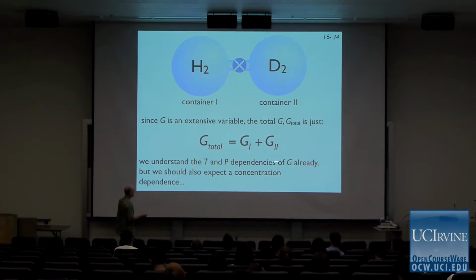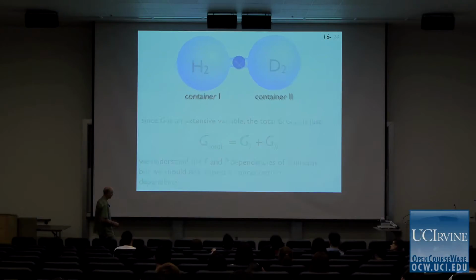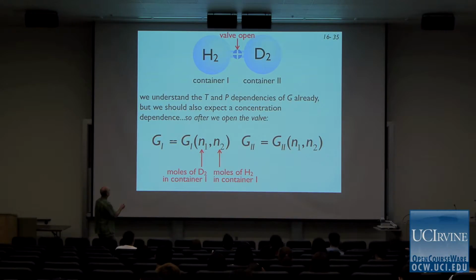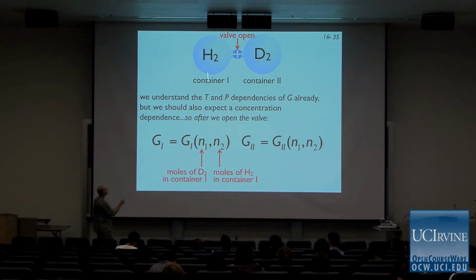We understand the temperature and pressure dependencies of G already, but we should also expect a concentration dependence. So, the Gibbs energy in container 1, once I open this valve, see how it's open now? And these two gases can mix, I have to consider moles of H2 and moles of D2. This notation is confusing. N1 refers to H2, N2 refers to D2. I need to fix this.